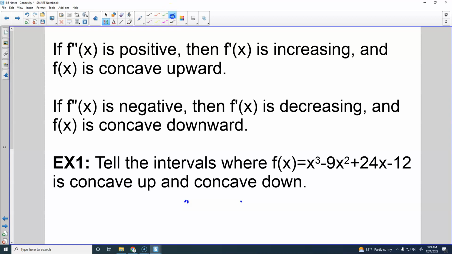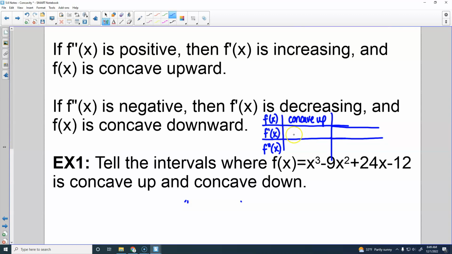So we could even, if you think about this in chart form, if we've got f of x, f prime of x, f double prime of x. So if I know that f is concave up, then I know that f prime would have to be increasing. And if f prime is increasing, that means its derivative must be positive.